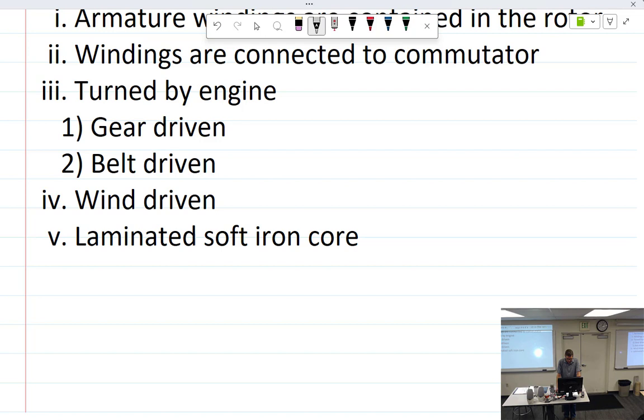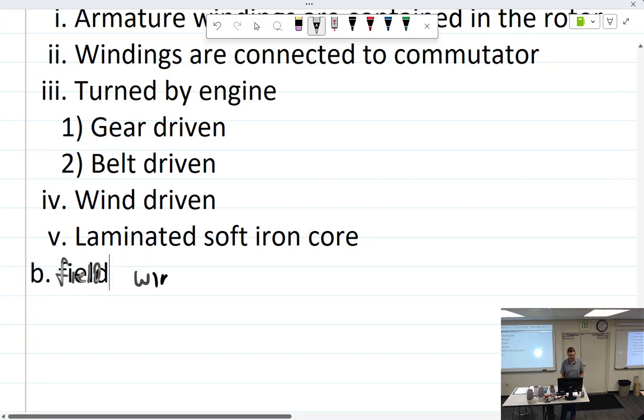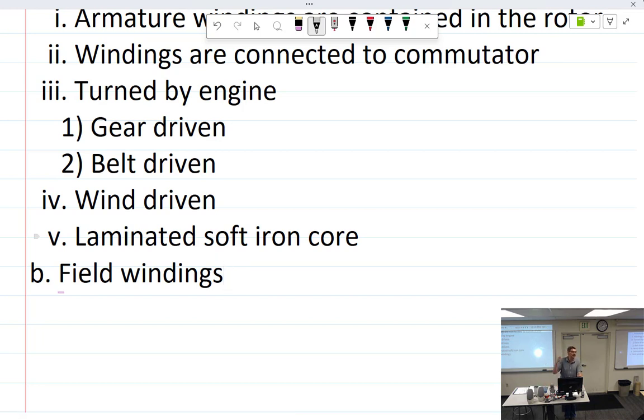Laminated soft iron core mounted on a steel shaft. All right, we have the field windings, which we talked a lot about. Would the soft iron cores be kind of like interpoles? No, they're just soft iron cores. Okay. Remember, this is the part that turns that collects the magnetism.